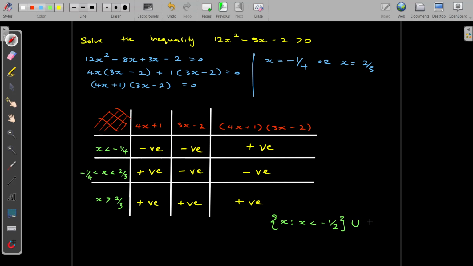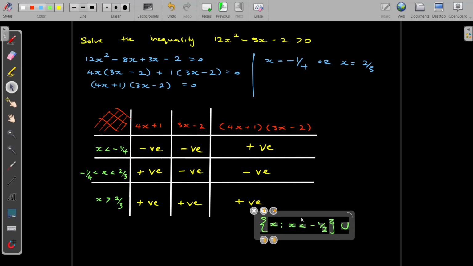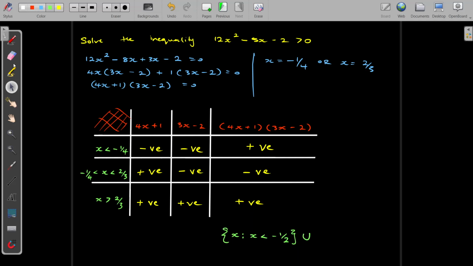Union. Oh, sorry, let me fix that. Negative a quarter. Union. Then we just put the other solution set: x, where x is greater than 2/3. And that's how we would get our solution set.